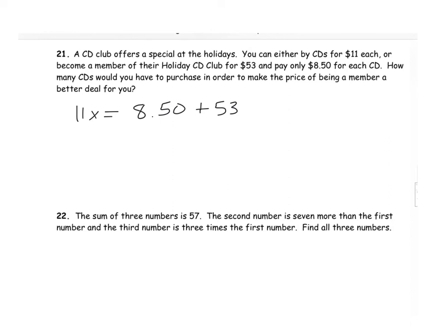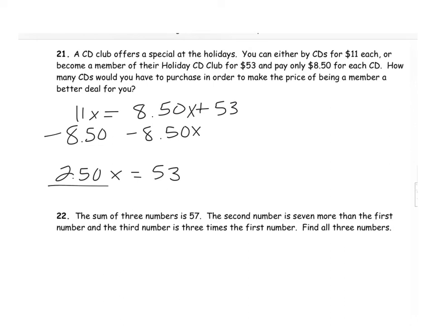Okay? Then I'm going to solve for x. Oops, 8.50x, excuse me. Then I'm going to solve for x. So I'm going to minus 8.50x from both sides. And 11 take away 8.50 is 2.50. So I have 2.50x is equal to 53. Then I'm going to divide by 2.5 on both sides.